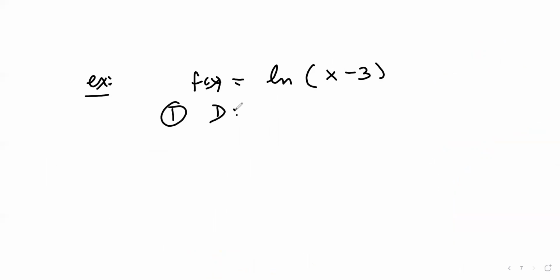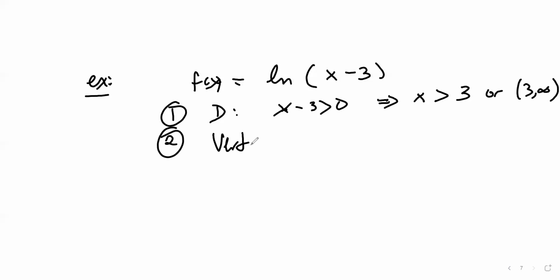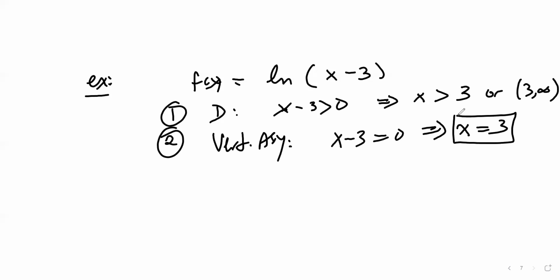Okay, let me give you a different example. Let's say ln of (x minus 3). First I'm going to find the domain. As always, the domain is going to be input bigger than 0. So x minus 3 is bigger than 0, and if you solve this, x is bigger than 3, or you can say from 3 to infinity. The vertical asymptote is just going to be input equal to 0, which is x equal to 3. And then I can make a table now.